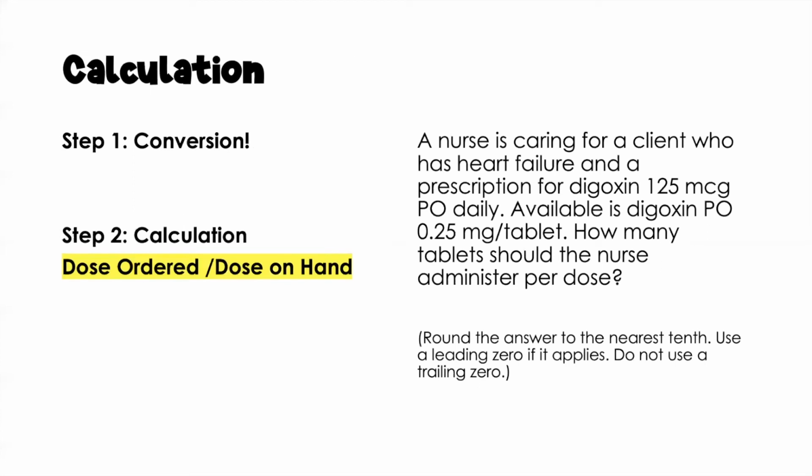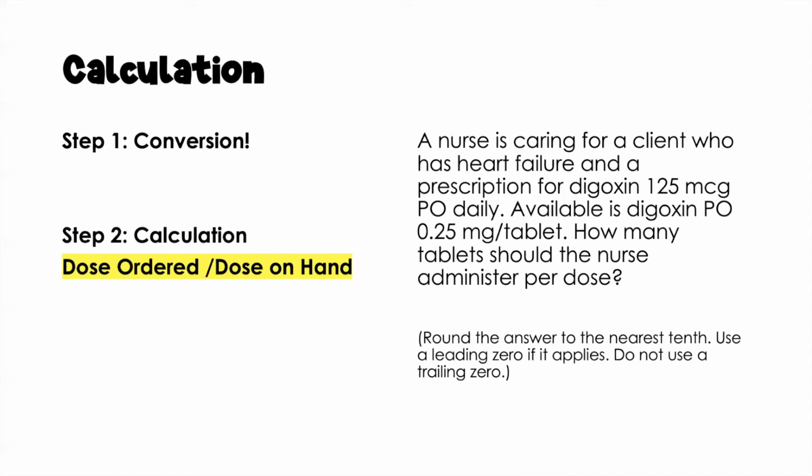Okay, so our first calculation that we're going to talk about is going to be for administering those capsules or tablets. So we have that client who has heart failure, and the prescription is for digoxin 125 micrograms PO daily. And what we have available is digoxin PO 0.25 milligrams per tablet. And the question is, how many tablets should the nurse administer per dose? And then, of course, you have your rounding rules.